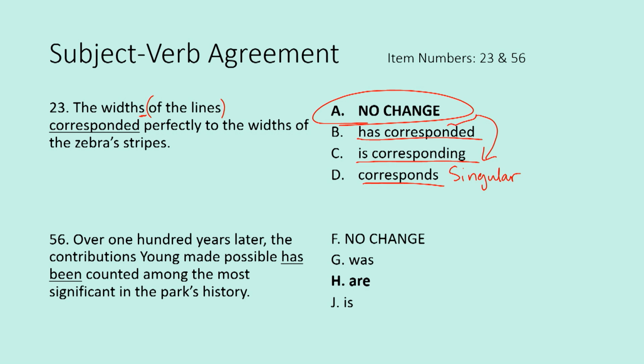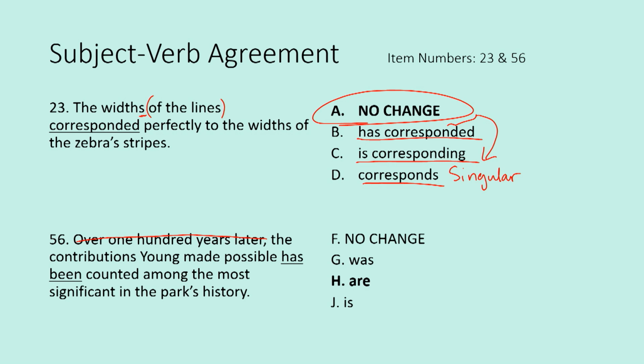So let's look at number 56. Over 100 years later, the contributions Young made possible has been counted among the most significant in the park's history. Again, this one is a little more confusing. Let's see if we can identify what has been counted. That's how you identify the subject. What has been counted? So you have over 100 years later. We know that is a prepositional phrase. We have the contributions Young made possible. So let's try out which one of these has been counted among the most significant in the park's history.